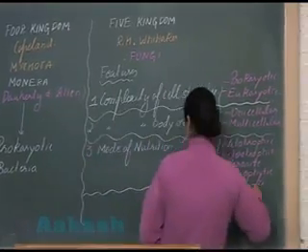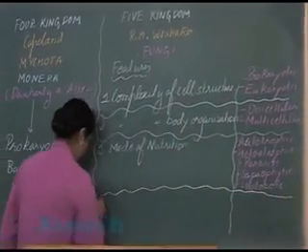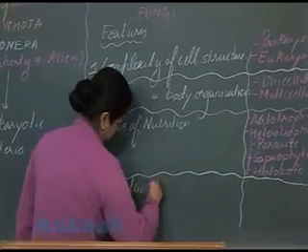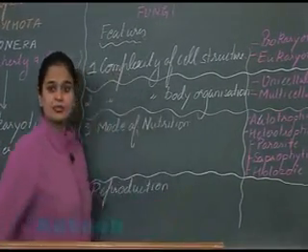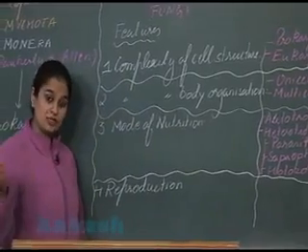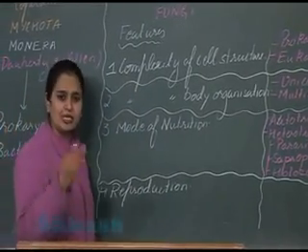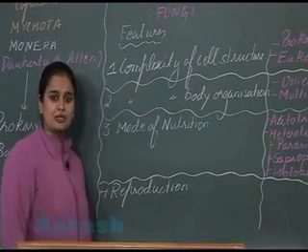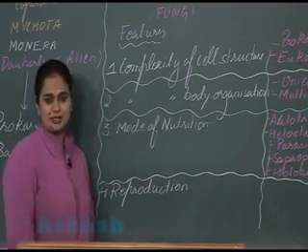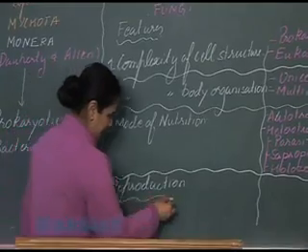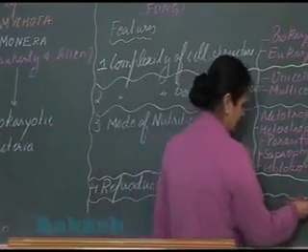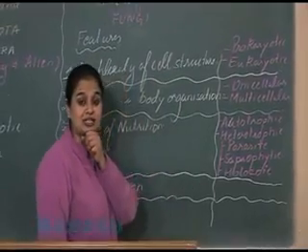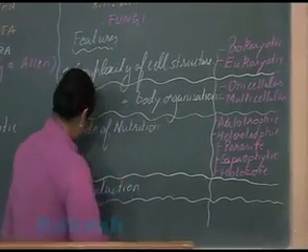Next feature is reproduction. Whether the organism is showing asexual mode or sexual mode of reproduction, or showing both types of condition. The last criteria was not utilized in any of the classification systems till now.